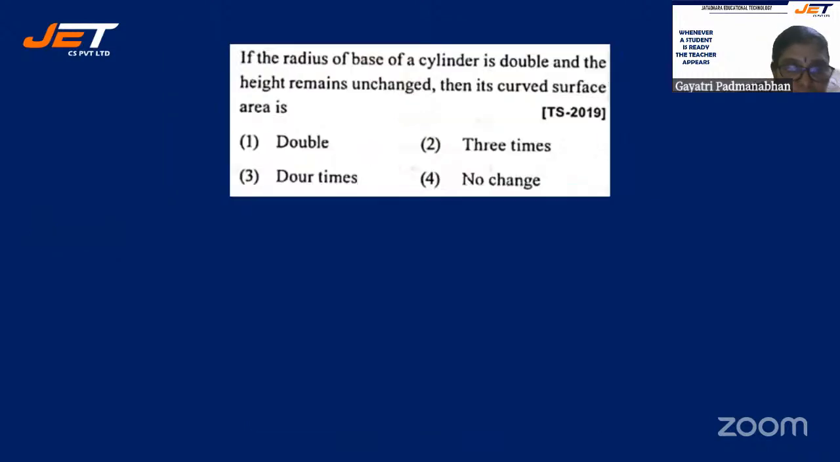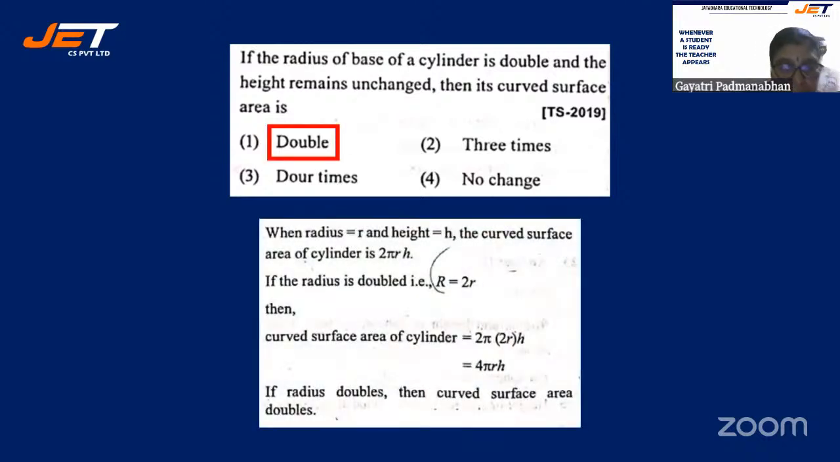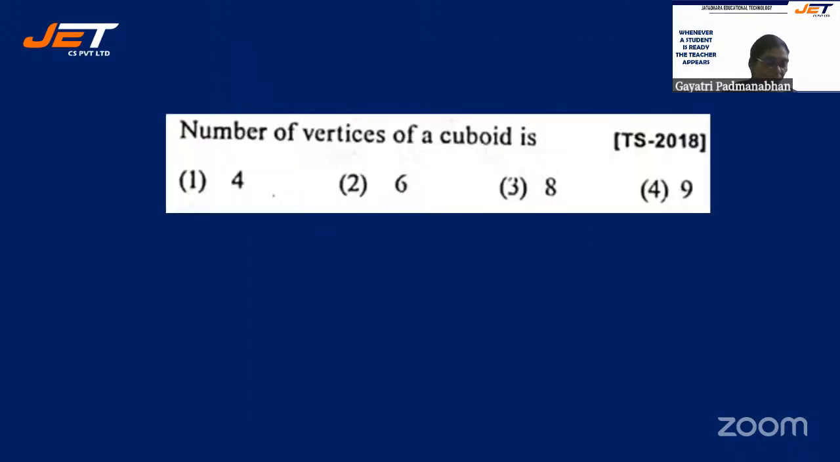See the next question. If the radius of base of cylinder is double and the height remains unchanged, then the curved surface area is what? Yes, how it is double? See, when radius is equal to r and the height is h, the curved surface area of cylinder becomes 2 pi r h, where r is equal to 2r. So 2 pi r is 2r into height, which is 4 pi r h. Okay, so if radius doubles, then curved surface area also doubles. Right. Next, number of vertices of a cuboid is dash.